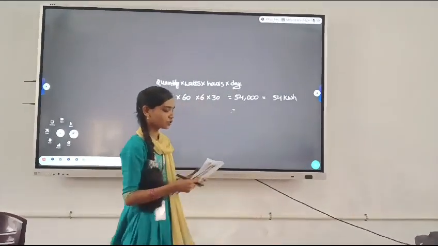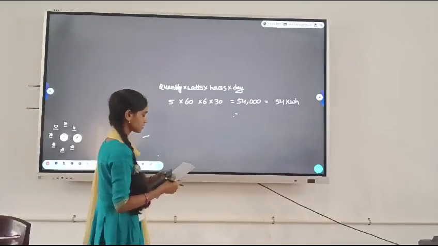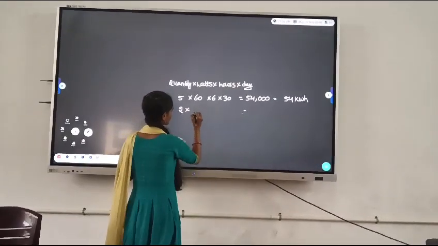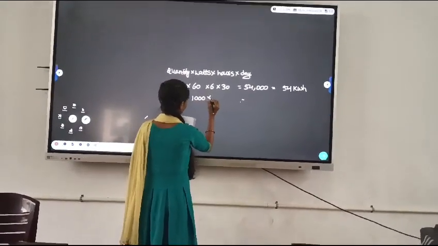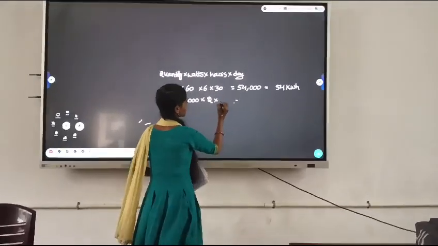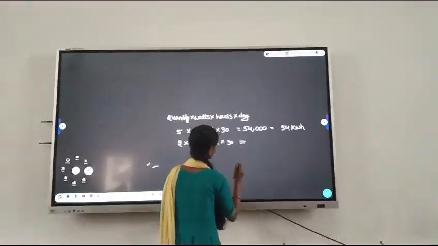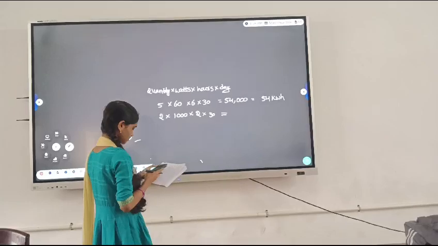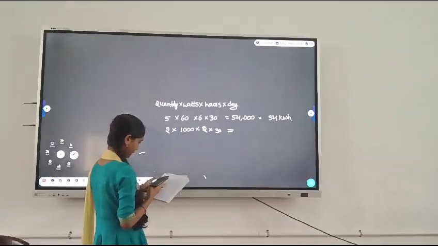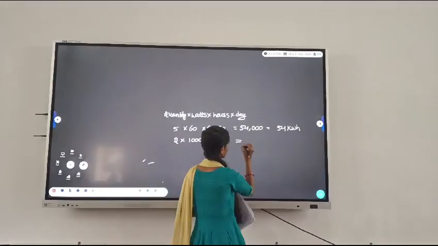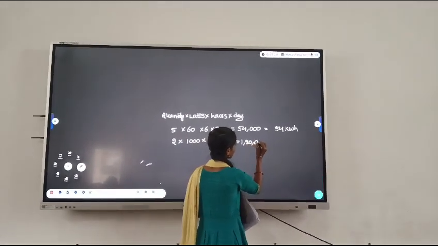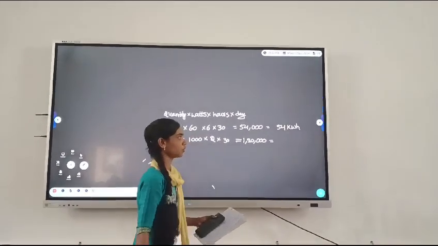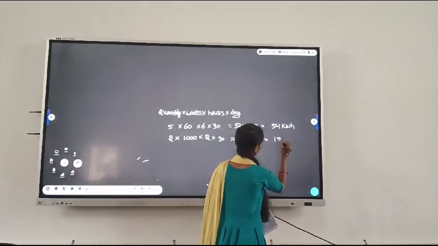The second appliance is a 1000 watt heater for 2 hours. So the quantity is 2, and the watts are 1000, and the hours are 2, and the days are 30. So 1,20,000. So here we want to convert it into kilowatt hour. So 120 kilowatt hour.